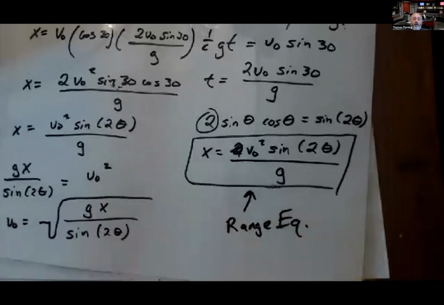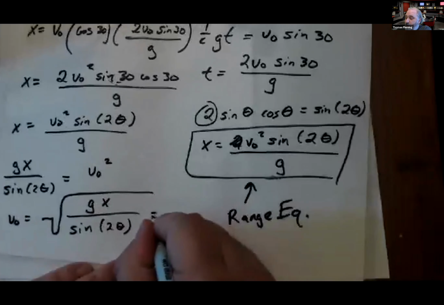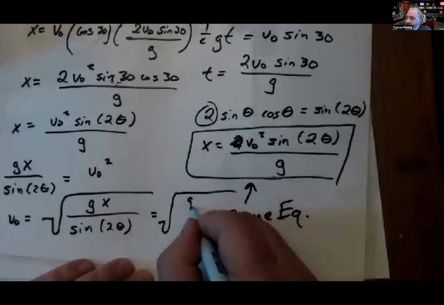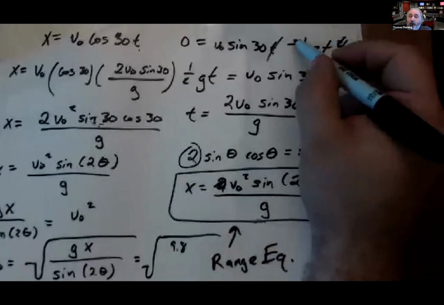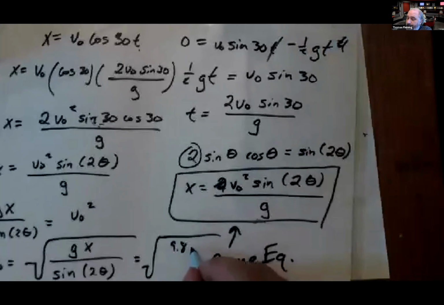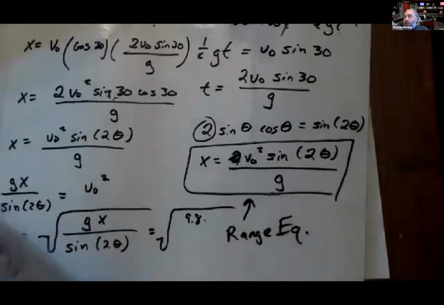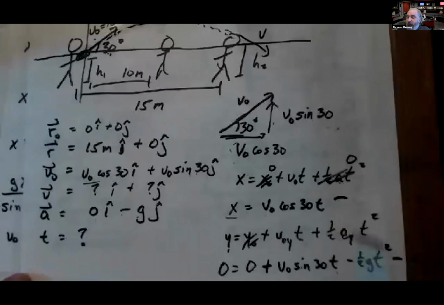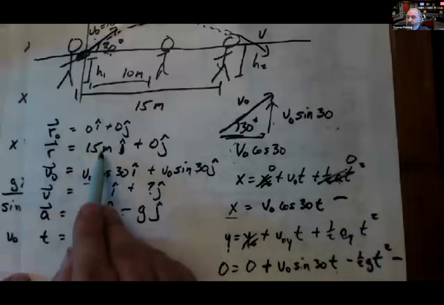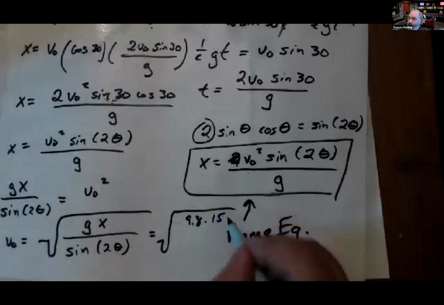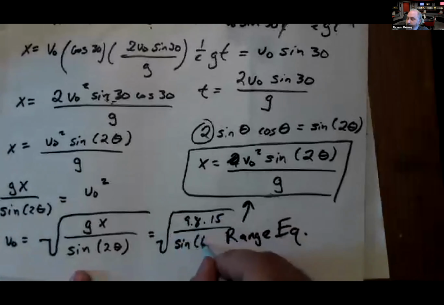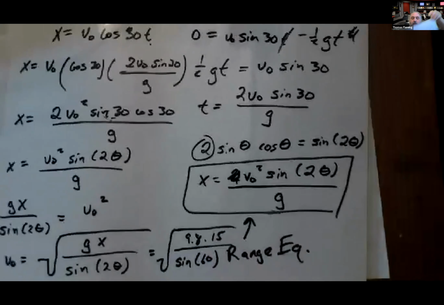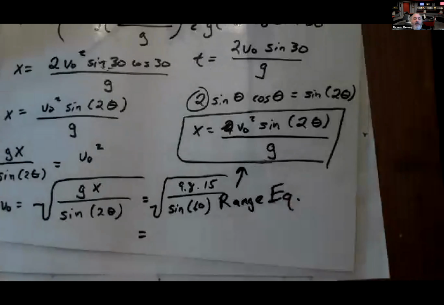And I can evaluate this for our problem. Because in this problem, g is 9.8. Notice it's positive 9.8, not negative 9.8, because we already dealt with the minus sign up here. The x is the final position in the x direction, which, going back to our original thing, here's the final position, x direction, that's 15. Divided by the sine of 2 times 30, which is 60. And now I can just crunch the numbers.